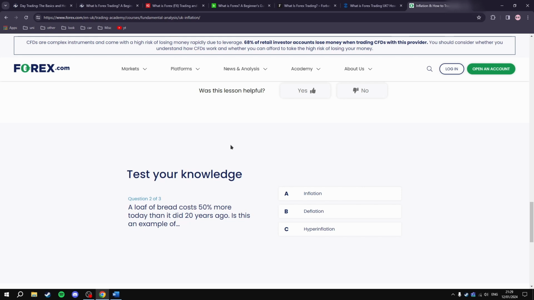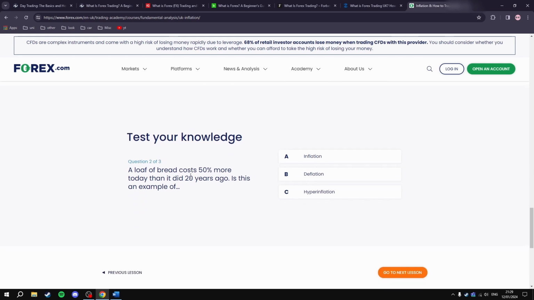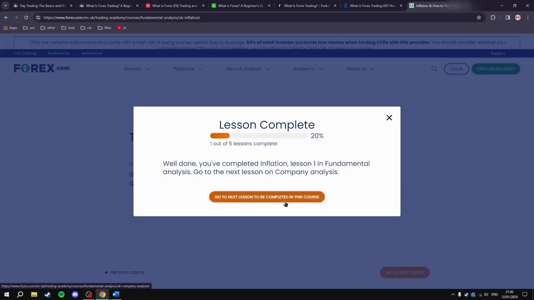A loaf of bread costs 50% more today than it did 20 years ago. This is an example of inflation. A loaf of bread costs 500% more than it did yesterday. Is this an example of hyperinflation?